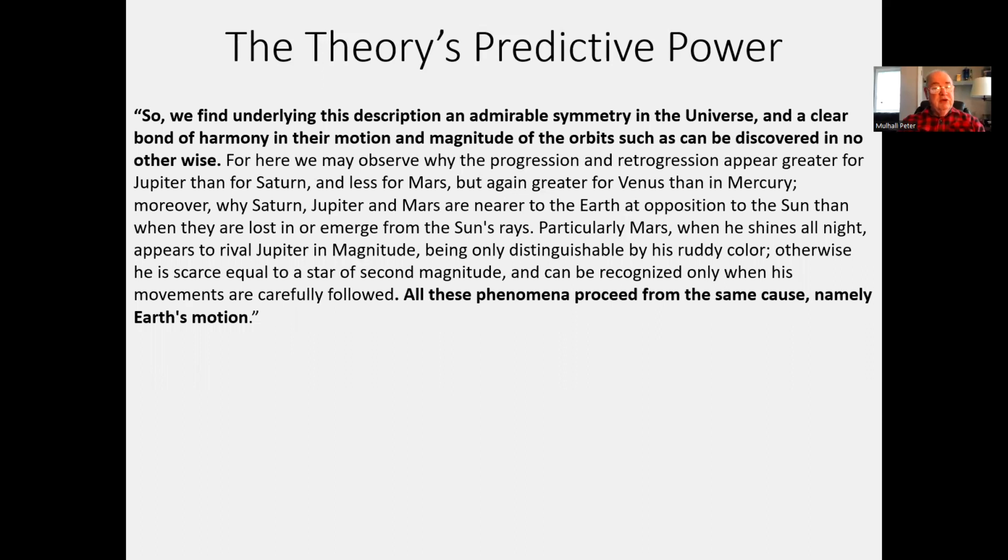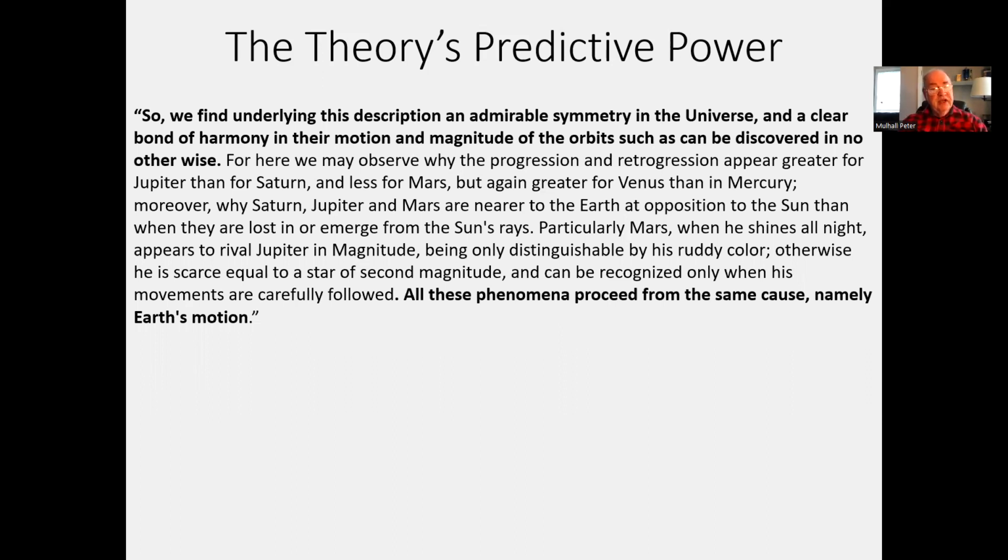For here we may observe why the progression and retrogression appear greater for Jupiter than for Saturn, but less for Mars. We'll see why this is very, very true, why Mars has a much wider swing in the sky through the stars than Jupiter, which has even more than Saturn. But greater for Venus and less for Mercury.